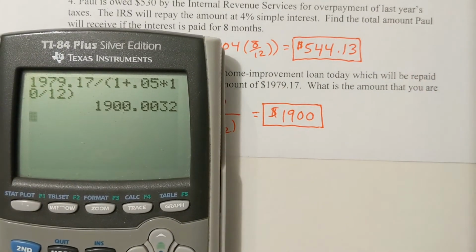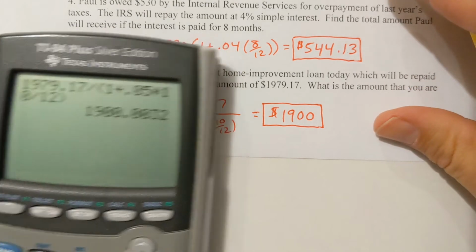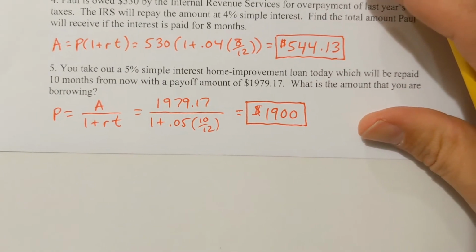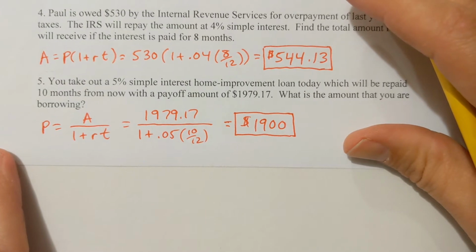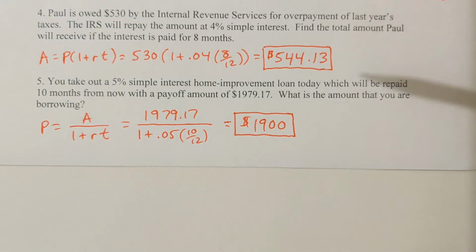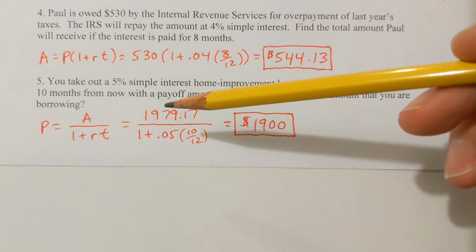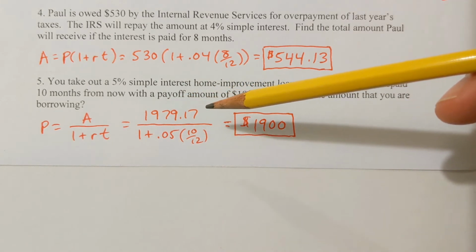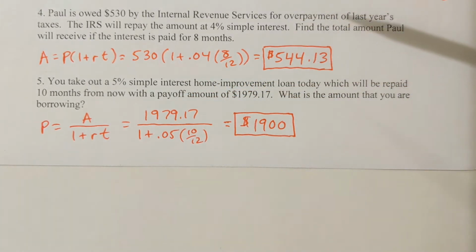Looks like $1,900 is the amount that we're borrowing, and that's not how much we're going to have to repay though. We're going to have to repay $1,979.17. Okay.